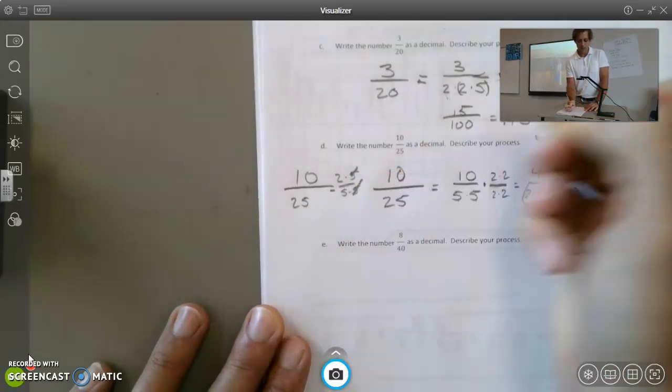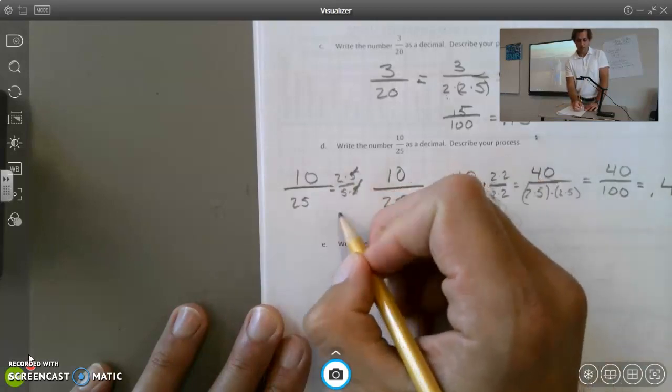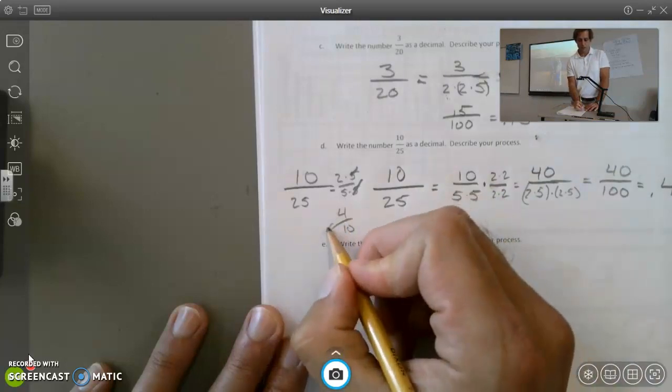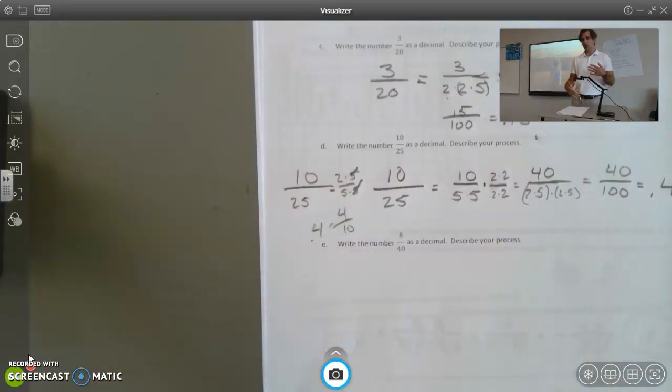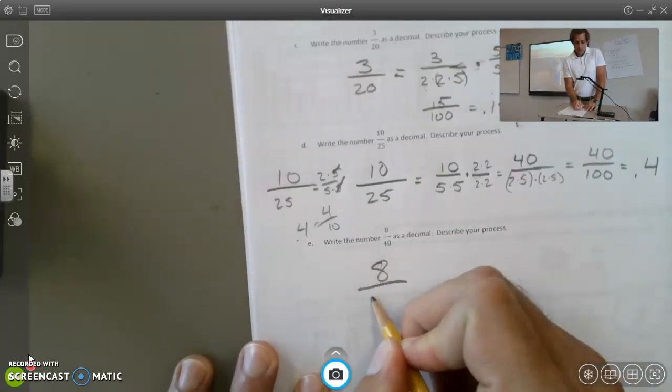Those would cancel, and I would have 2 fifths. I would need to multiply by 2 over 2, and I would get 4 tenths. So using this same strategy of just creating powers of 10 in the denominator, we can continue to go from fraction to decimal.